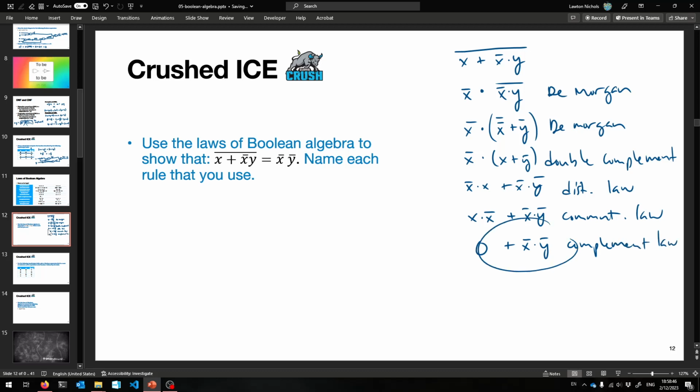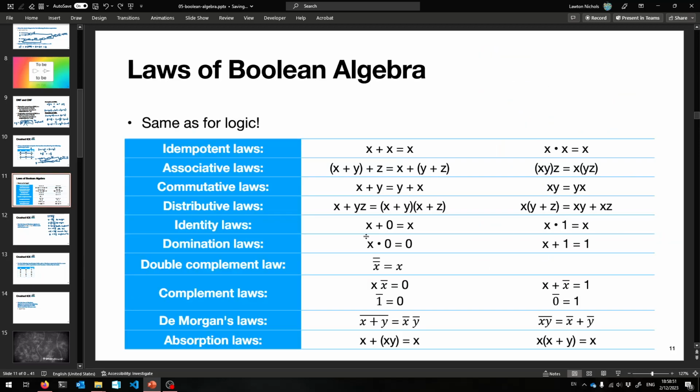And then anything ORed with 0 is just the other thing. And again, let's just be precise. I have something ORed with 0 on the right. That's that thing, so I need to use it. It's the identity law. I need to get it in that form.